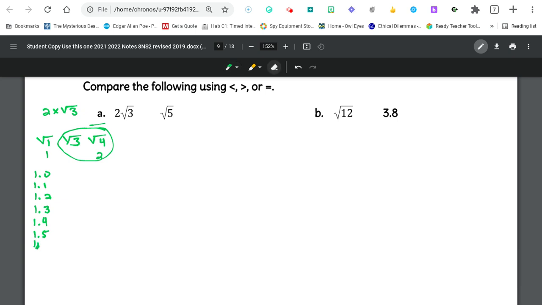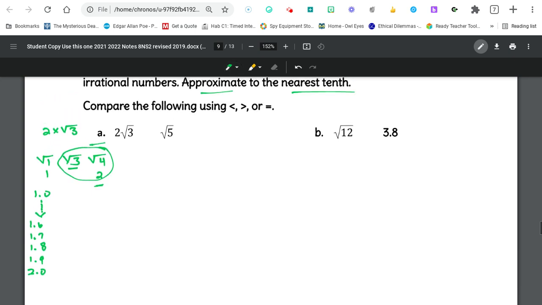So instead of us listing all these, let's just list some that are closer. I'm going to start off with 1.6. I know I'm in between 1.0 and 2.0. So I'm just going to do 1.6, 1.7, 1.8, 1.9, and then 2. And the reason for that is because I already know that this is closer to 2 than it is to 1. So I'm not going to list those ones.